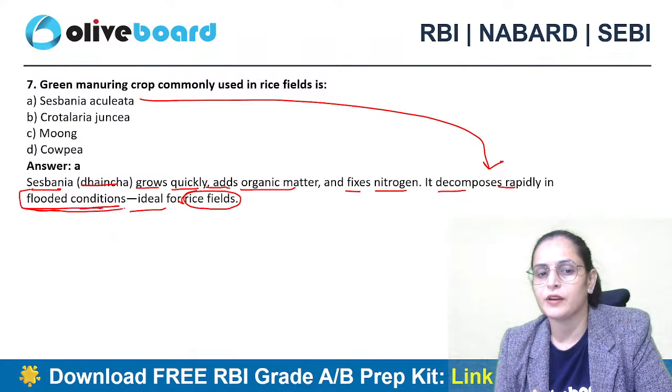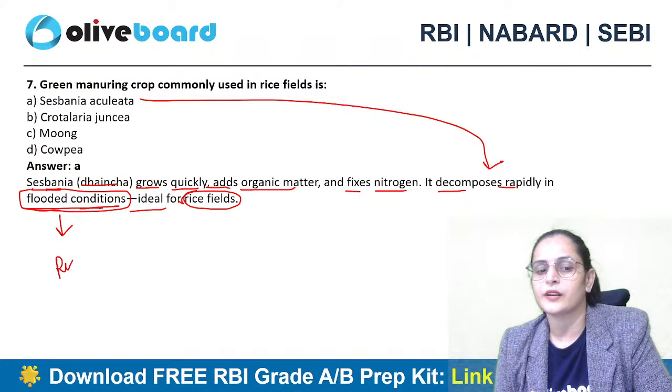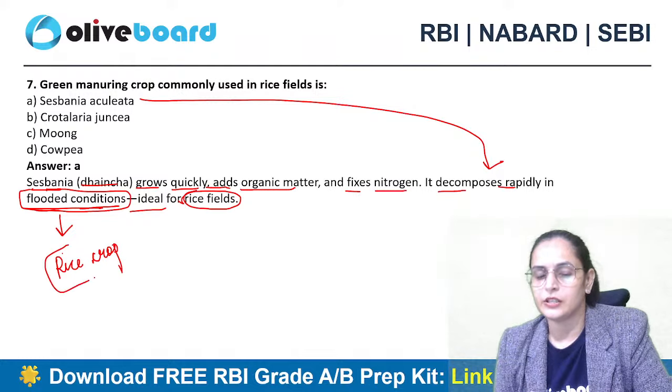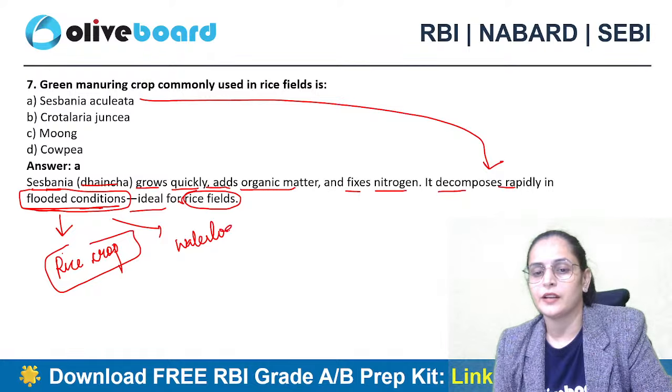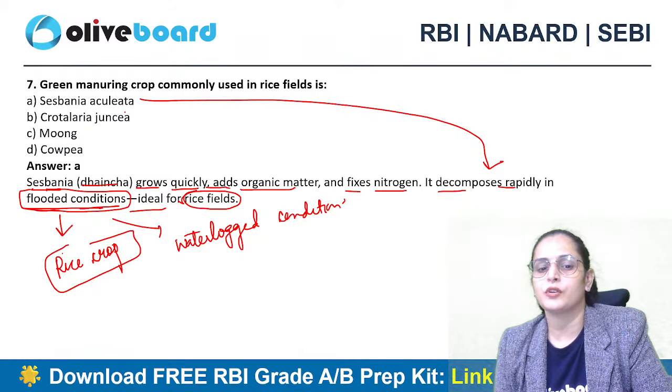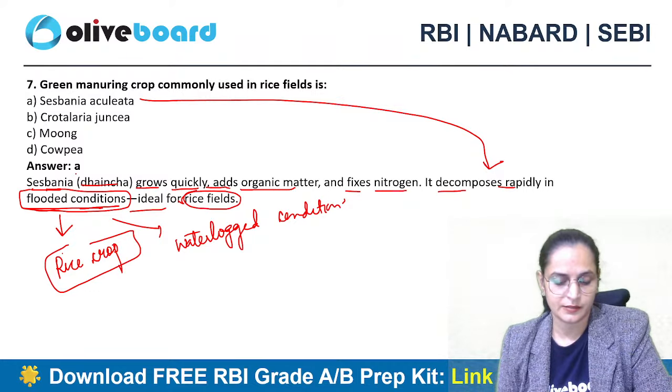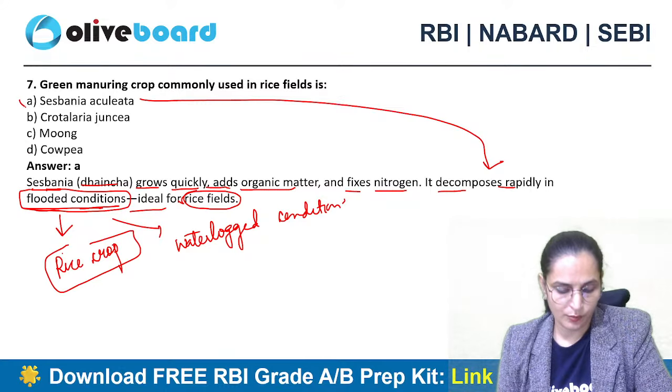Why do we provide flooded conditions to our agriculture field? So that we can grow the rice crop there. The main condition needed when we are about to raise a rice crop is a waterlogged condition, and Sesbania can decompose rapidly in the waterlogged condition. That is the advantage of having this green manuring crop with rice. So the right answer will be option number A.